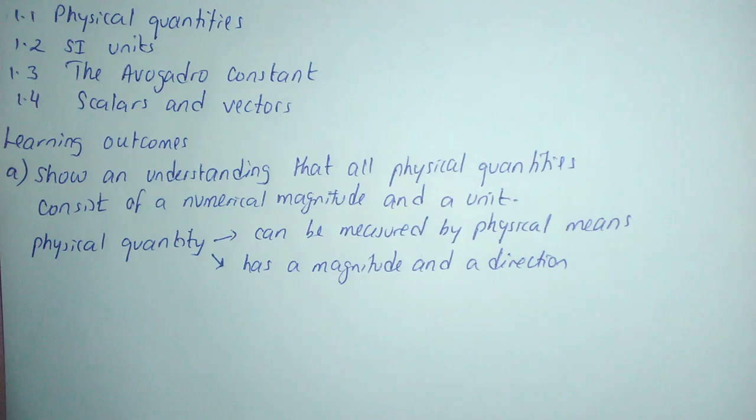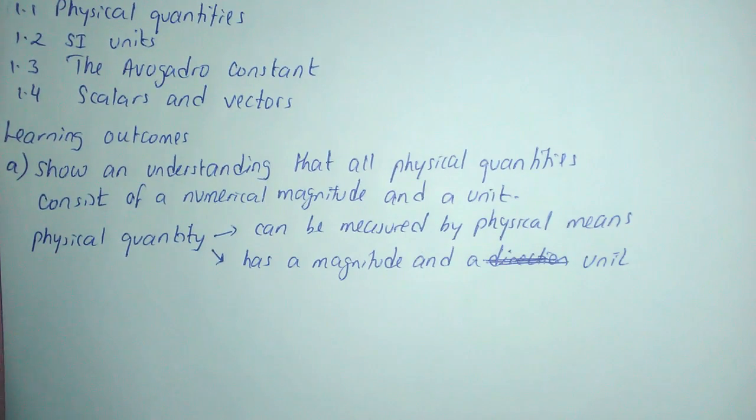Now a physical quantity essentially means that it is a quantity which can be measured using physical means, that is an instrument, such as length can be measured using a ruler, temperature using a thermometer. And when we're talking about physical quantity, obviously it has a magnitude and a unit.